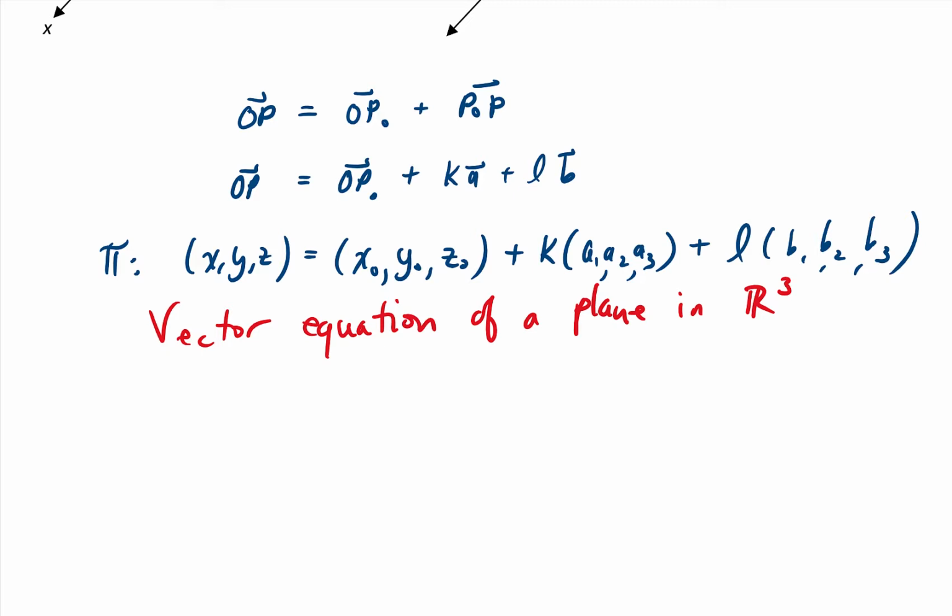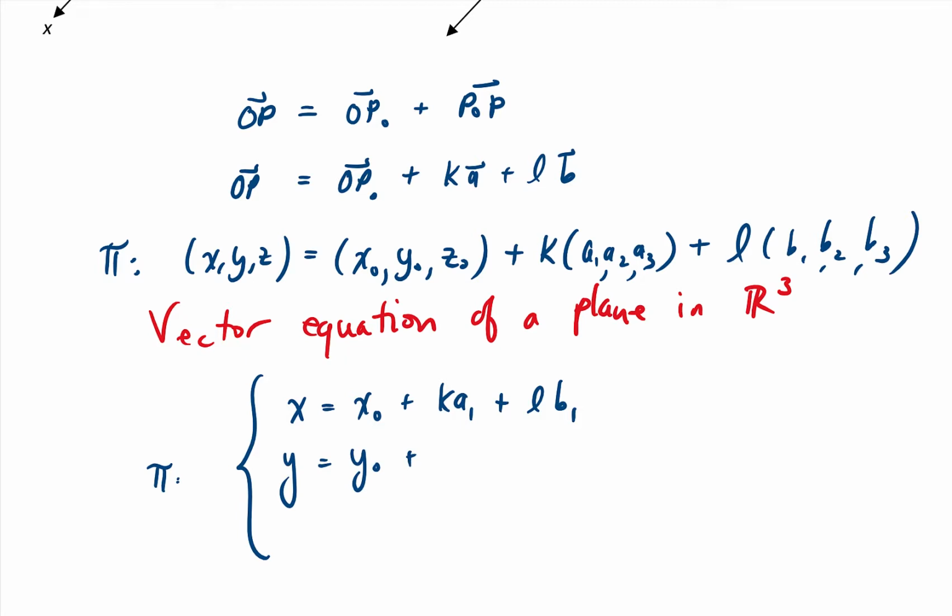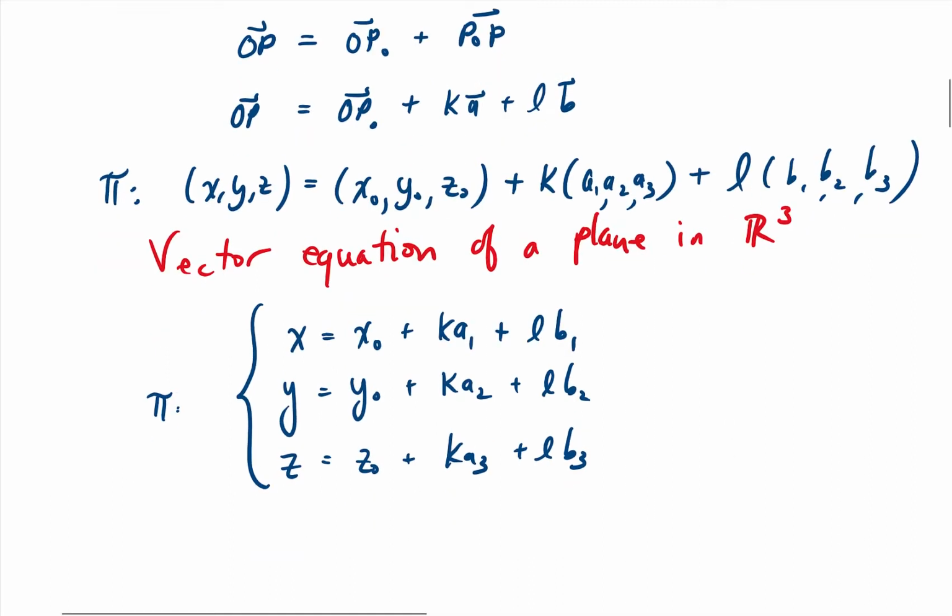So using the vector equation of a plane, we can now get our parametric equation. And our parametric equation is determined by isolating for each of the components of the vector equation. So we get x equals x naught plus ka1 plus lb1. And then we go to our y component, so y equals y naught plus ka2 plus lb2, and z equals z naught plus ka3 plus lb3. And again, these are the parametric equations of the plane.